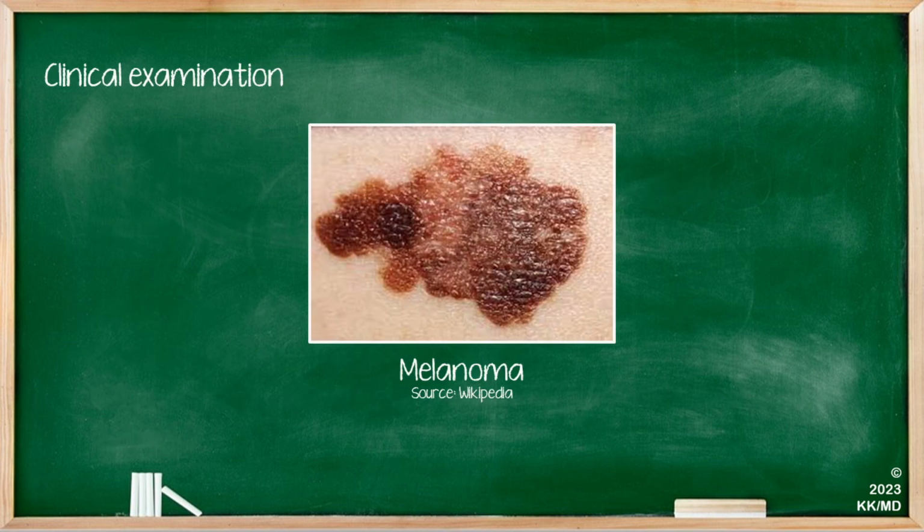This is an example of how a melanoma would appear. So as you can see, this gives a classic example of how you can use the ABCD score to assess for all the factors that we talked about earlier.